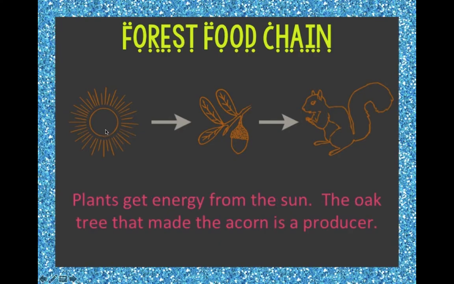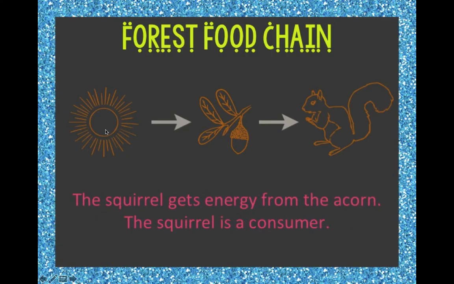Plants get energy from the sun. The oak tree that made the acorn is a producer. The squirrel gets energy from the acorn. The squirrel is a consumer. And in this case, I would actually have to check. I'm pretty sure squirrels are herbivores. But depending on the species of squirrel, that may be different. I may have to research that.